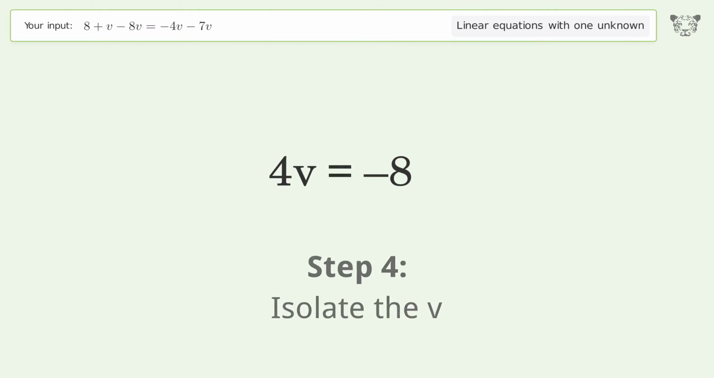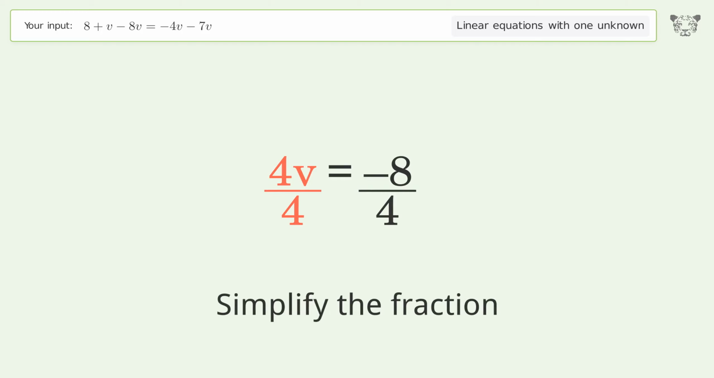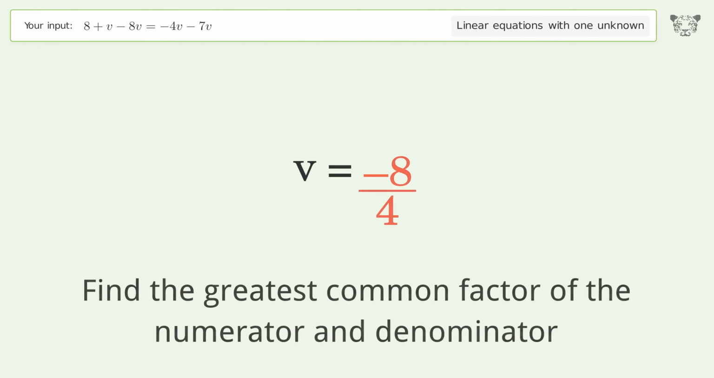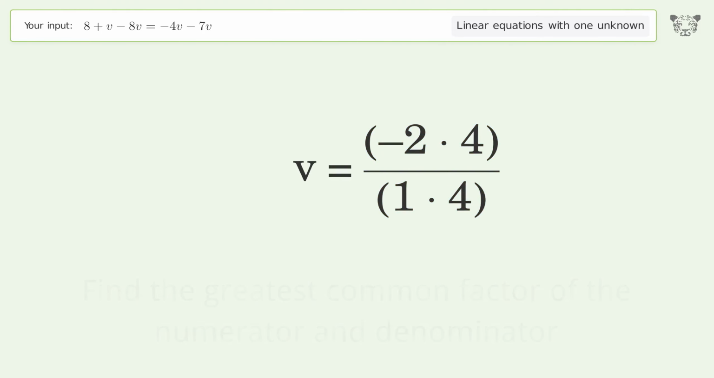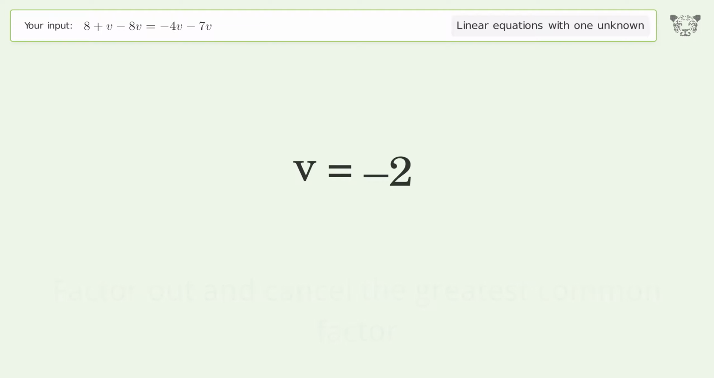Isolate the v. Divide both sides by 4. Simplify the fraction. Find the greatest common factor of the numerator and denominator. Factor out and cancel the greatest common factor. And so the final result is v equals -2.